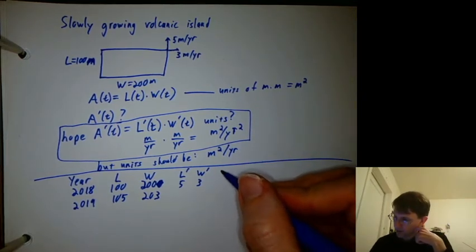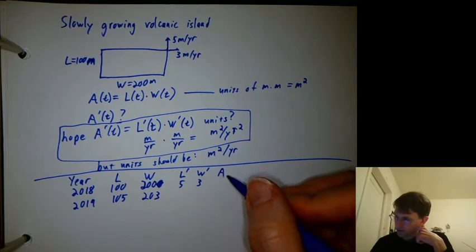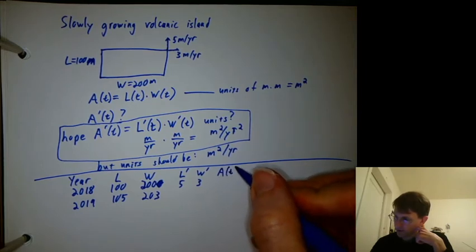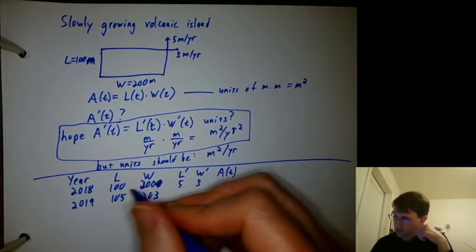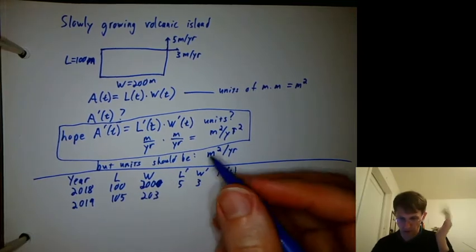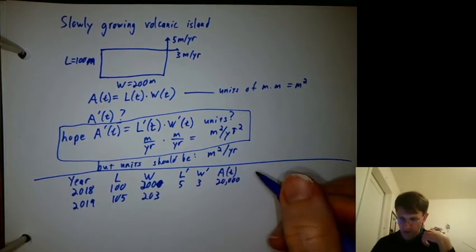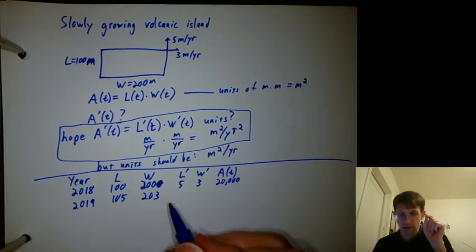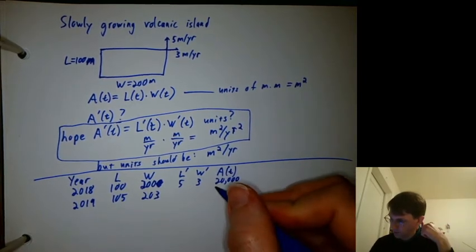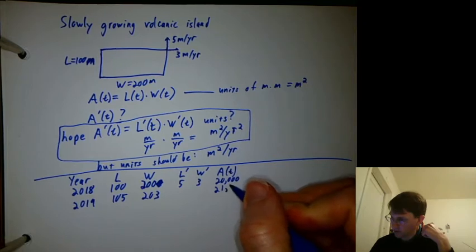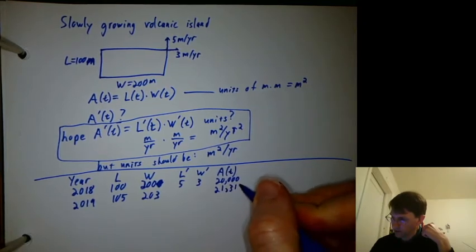And then how about the area? What's the area in 2018? It's just 100 times 200, right? So that's 20,000. What's the area in 2019? I did the multiplication separately, and I get 21,315.